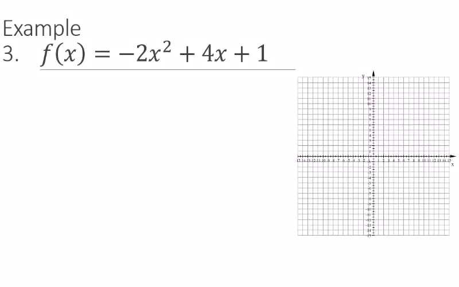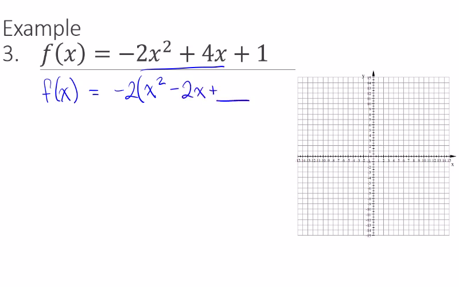All right, another vertex form example. So here we have a coefficient in front of x squared, right? We haven't seen that yet. So this one is a little different. We're going to have to factor that out of just these first two terms. So I'm going to factor out a -2, and I'm going to get x squared minus 2x, and then I'm going to leave room to complete the square, and the +1 is on the outside, right?